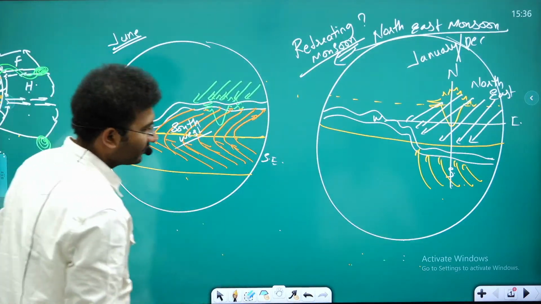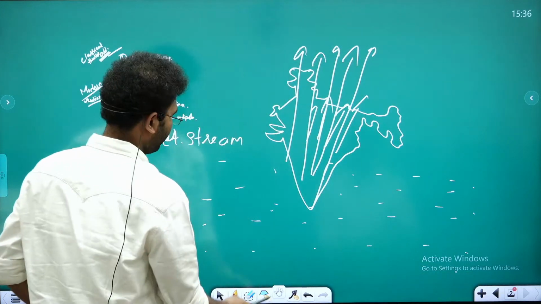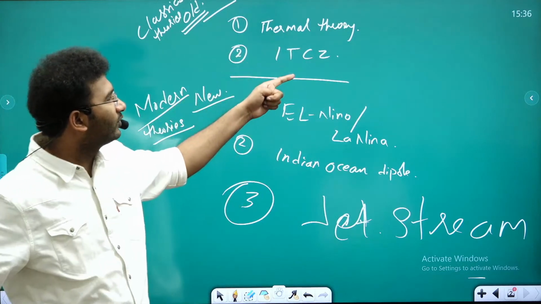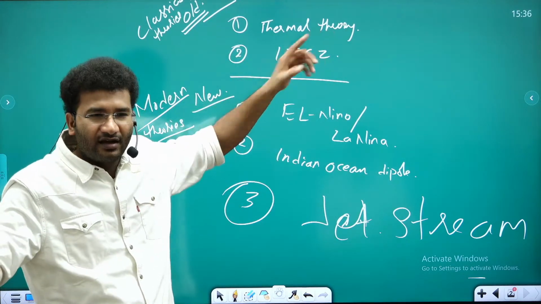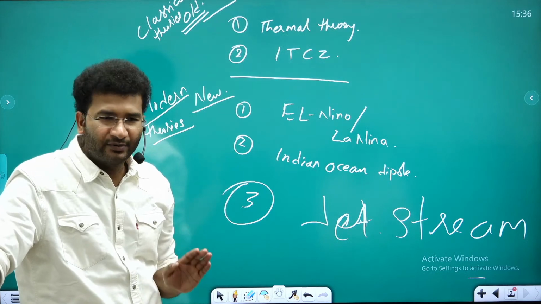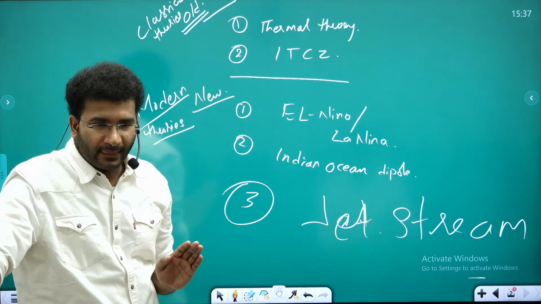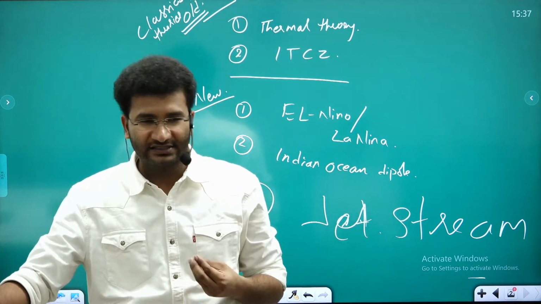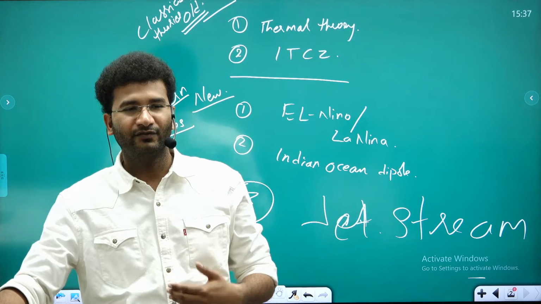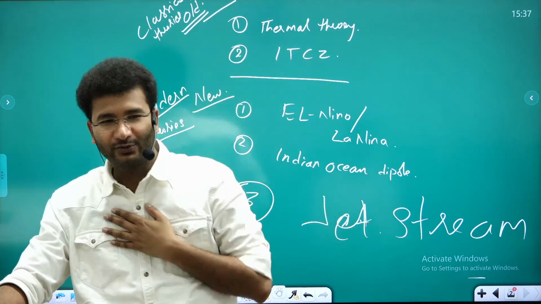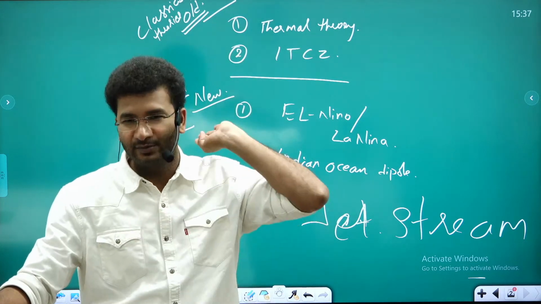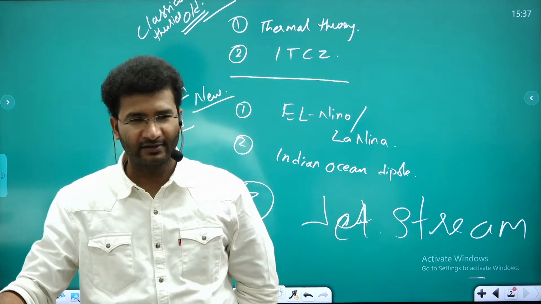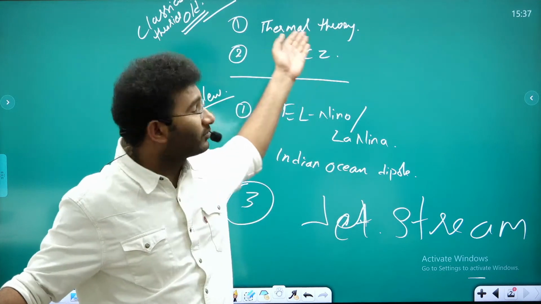What did we study? There are two different kinds of theories. One theory talks about the thermal theory. The second one is ITCZ zone. Thermal theory, have you ever heard of the concept of land breeze and sea breeze? If you are sitting on the sea beach, in morning time the winds will be coming from the ocean towards you, but at night time the winds will be moving in the opposite direction. The concept of the sea breeze and land breeze also comes from the thermal theories.